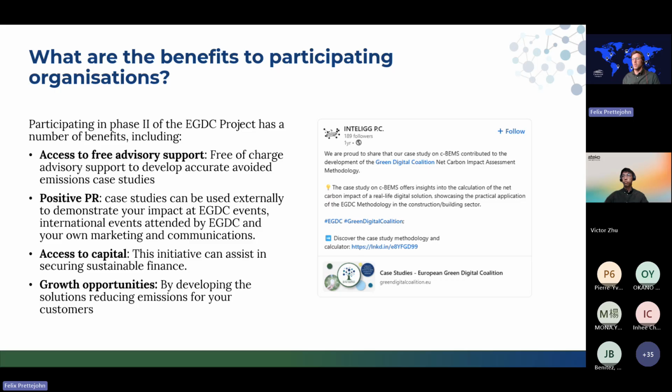And one of the things we really want to do, and the main aim for this project, is to demonstrate the beneficial impacts of ICT. We spend a lot of time talking about the communication of footprints and the negative impacts of ICT, but this project is aimed to really demonstrate that ICT can be used for good and help scale the use of green digital technologies.